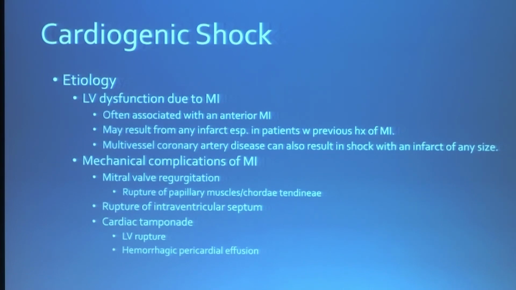Mechanical complications of an MI could be mitral valve regurgitation from rupture of a papillary muscle, rupture of the intraventricular septum, or cardiac tamponade. If you get cardiac tamponade due to a left ventricular rupture, not good.